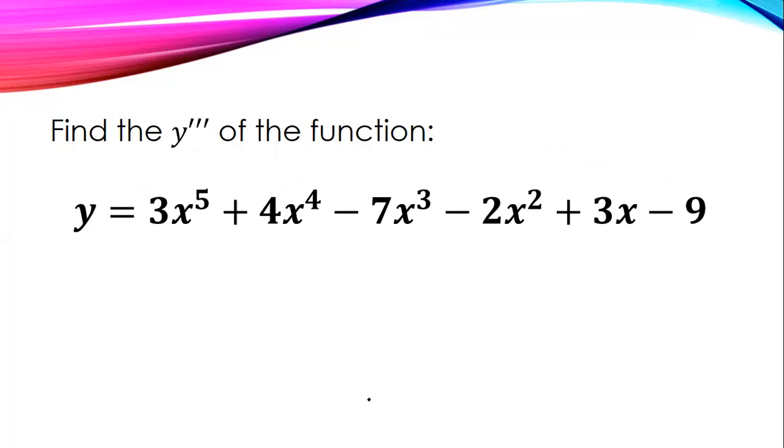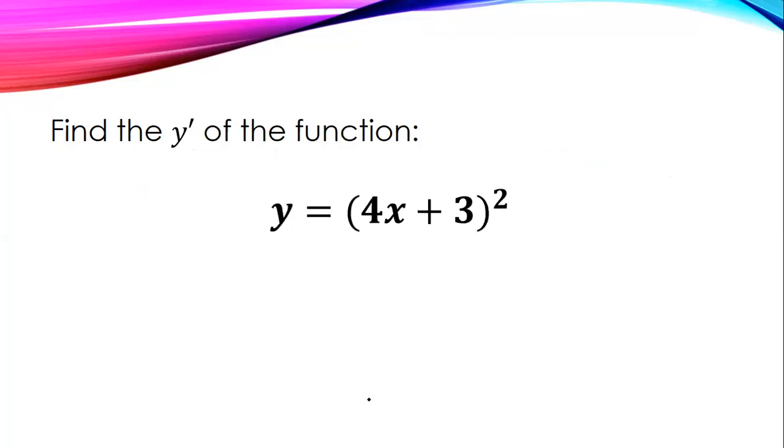So we have here, find the third derivative of the function y equals 3x raised to the fifth power plus 4x raised to the fourth power minus 7x cubed minus 2x squared plus 3x minus 9. Pero we are not going to talk about this muna. We'll talk about this later on.